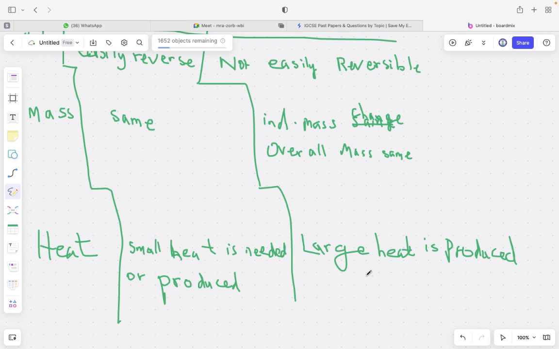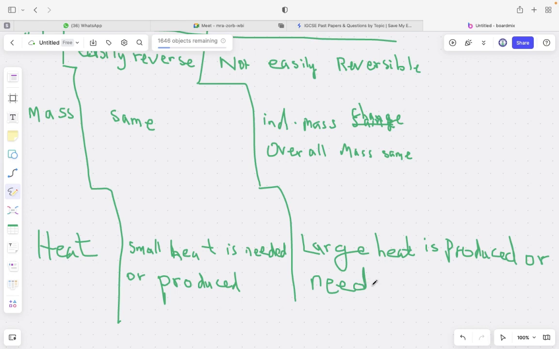So some reactions also take heat from the surrounding. So a large amount of heat is produced or needed in chemical change.